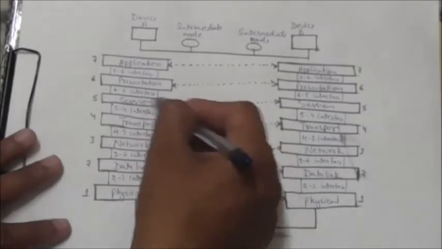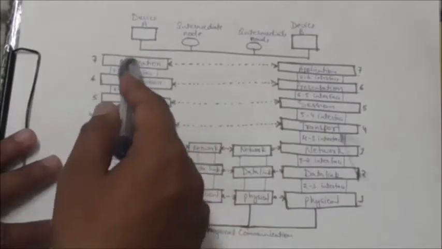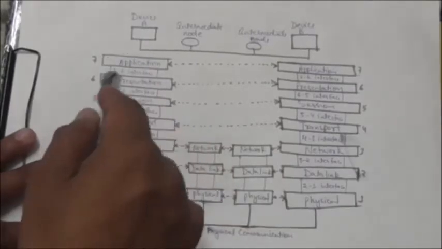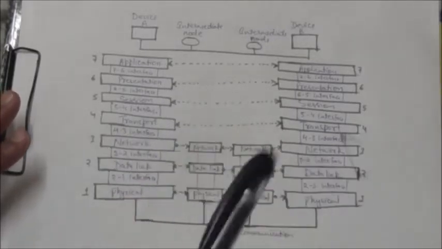Layer 5, layer 6 and layer 7 can be considered as user support layers. They allow interoperability among unrelated software systems.